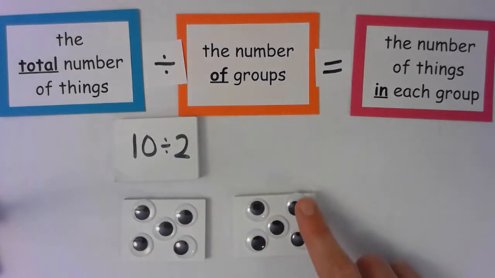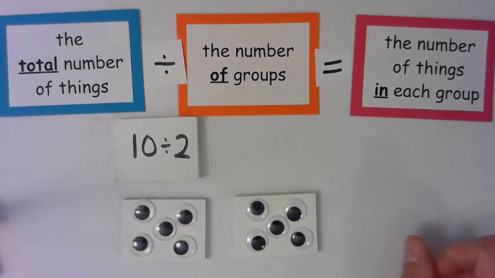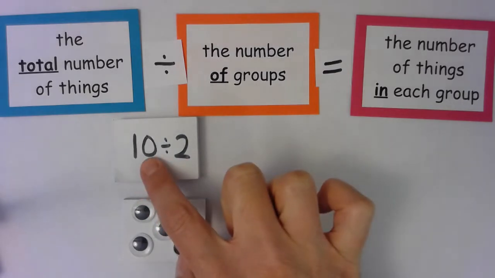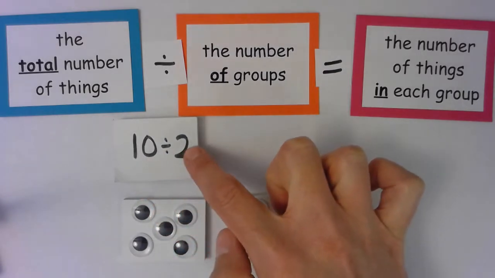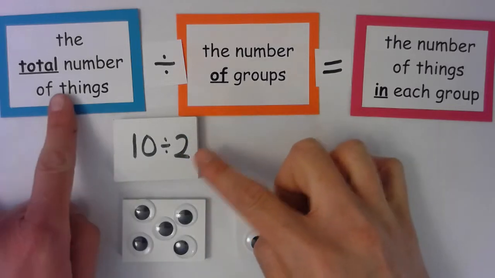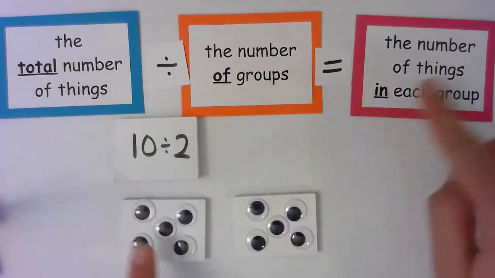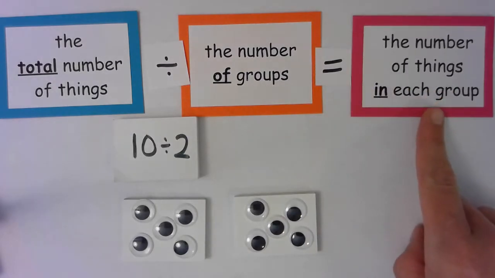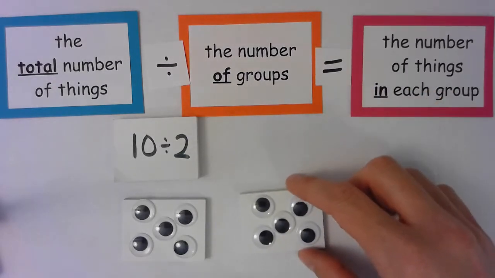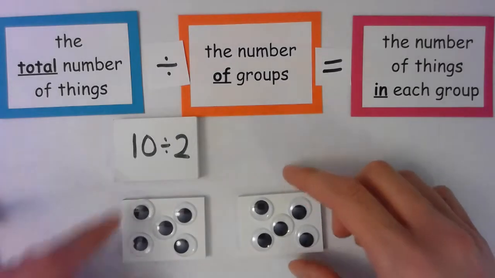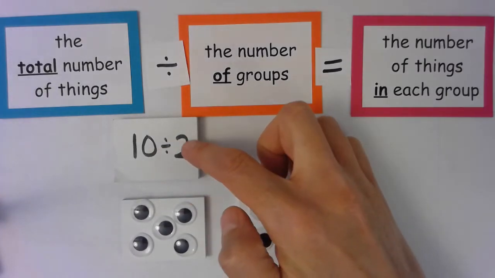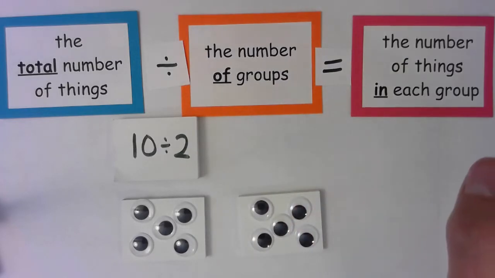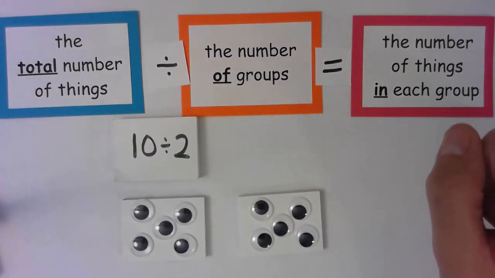So good, I checked, I divided them correctly. Now my answer to 10 divided by 2, or 10 things shared equally into 2 groups, is going to be equal to the number of things in each group. So there's 5 things here, and there's 5 things here. That means that 10 shared equally in 2 groups is equal to 5 things in each group. So 5 is my answer.